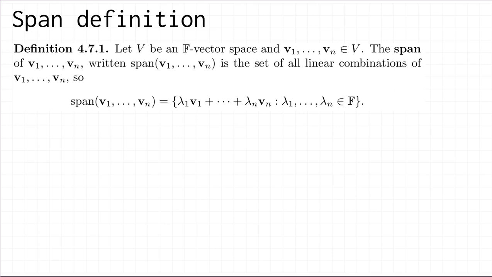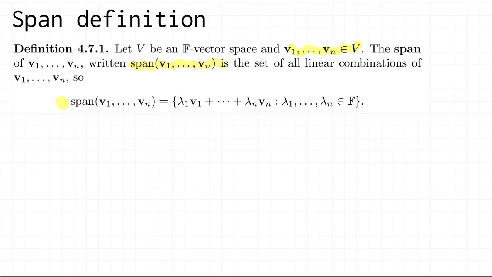If you have a vector space V and some vectors or some elements v1 up to vn belonging to V, then the span of v1 up to vn, which we write like this, just means the set of all linear combinations of v1 up to vn. So in symbols, you could write it like this.